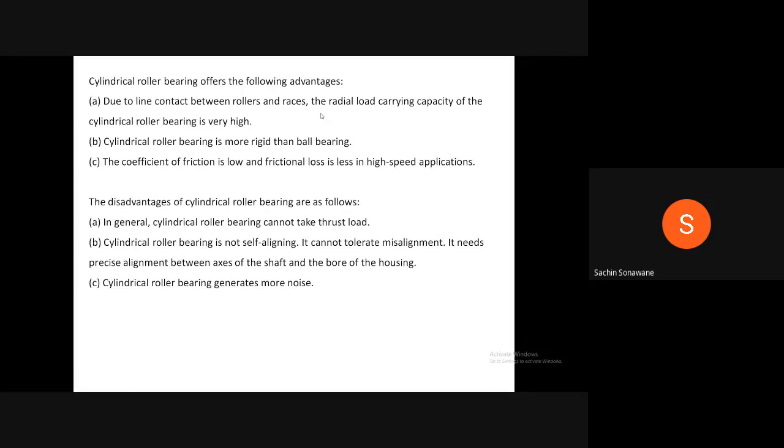The disadvantages of cylindrical roller bearings are as follows. First, in general, cylindrical roller bearing cannot take thrust load. Second, cylindrical roller bearing is not self-aligning. It cannot tolerate misalignment. It needs precise alignment between axis of the shaft and the bore of the housing. Cylindrical roller bearing generates more noise.